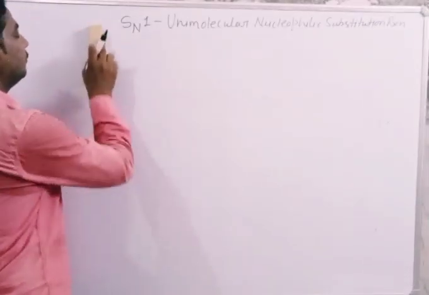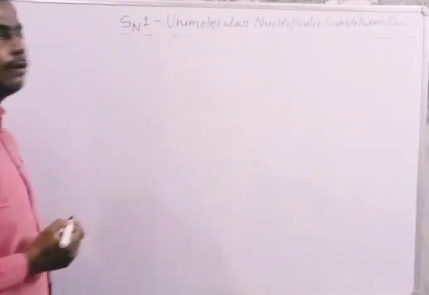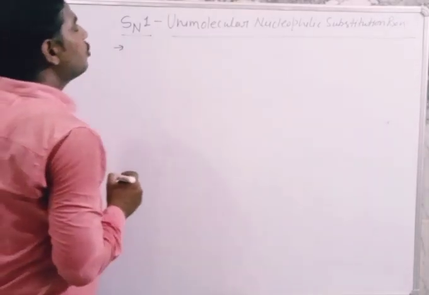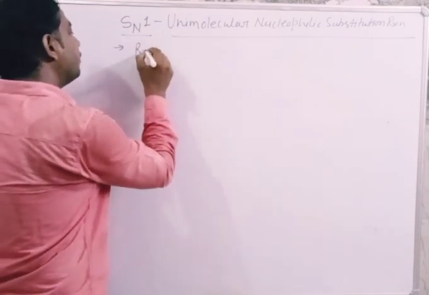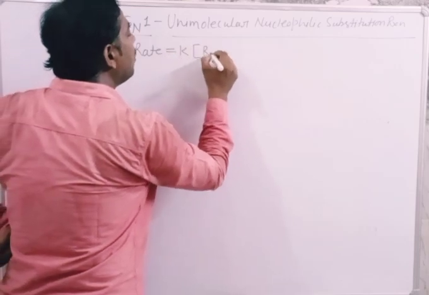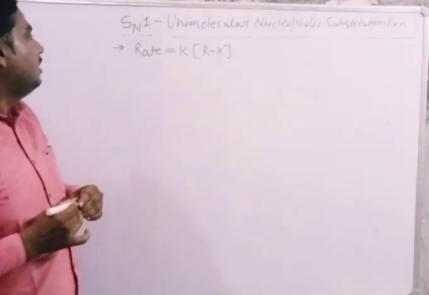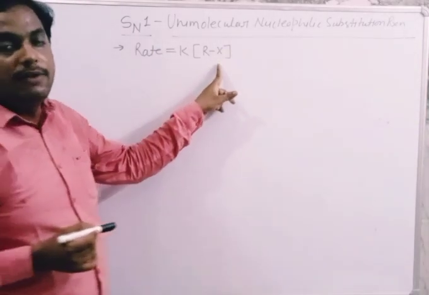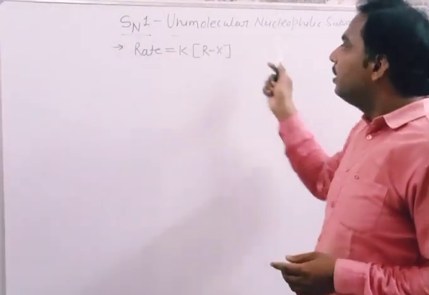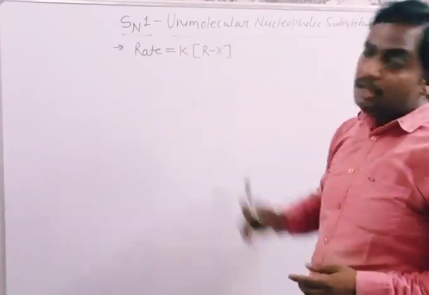SN1. What is SN1? It is unimolecular. Why is this called unimolecular? In the rate determining step of SN1 reactions, rate is equal to k times the active mass of RX. What is the meaning of this? In the rate equation only one molecule is present, or you can say that the rate of the chemical reaction depends only on one molecule, which is the alkyl halide. So this is called unimolecular.